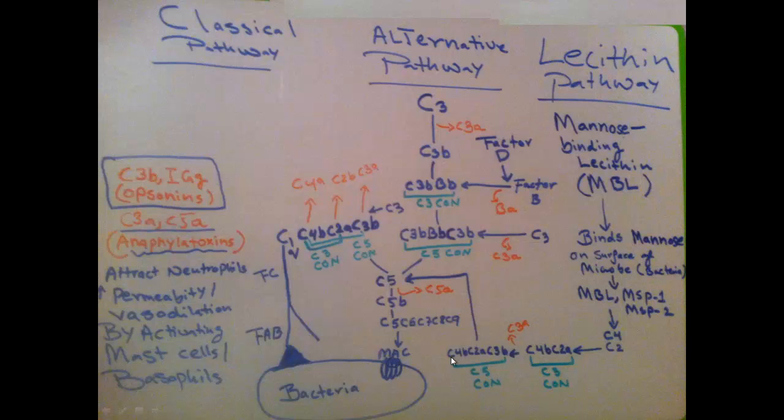and again they will form the C5 convertase, by simply joining the C3b to the C3 convertase. That will convert the C5 again into C5a and C5b, and the whole thing will continue in order to form the membrane attack complex.